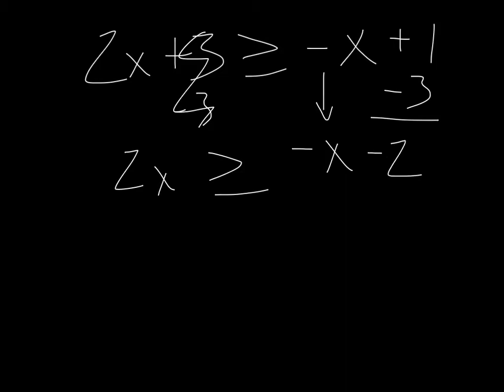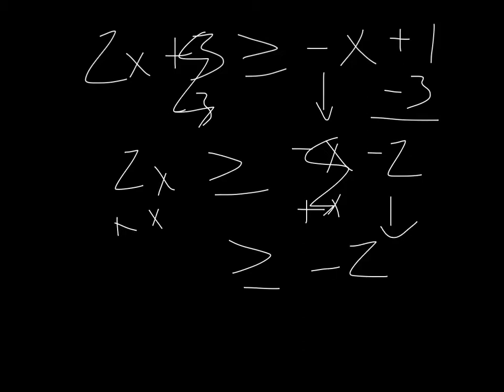Okay, now we need to get that x to the other side. Plus x. So we add x to both sides. All right, and then that would cancel out. Make sure we bring everything else down. And then 2x plus x is 3x.